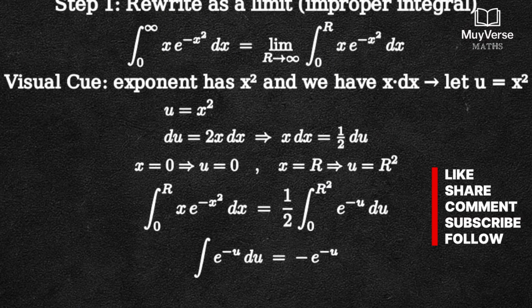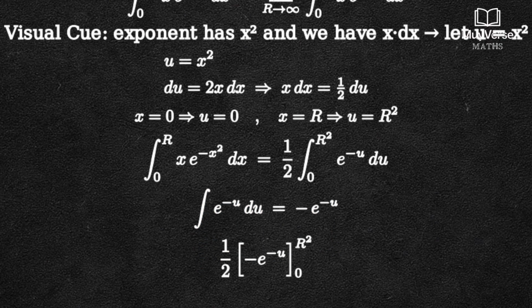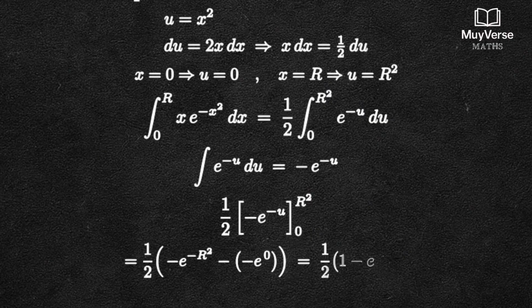Step 3. Integrate the exponential. The antiderivative of e to the negative u is negative e to the negative u. So we have 1/2 times bracket negative e to the negative u evaluated from 0 to r squared. This simplifies to 1/2 times the quantity 1 minus e to the negative r squared.